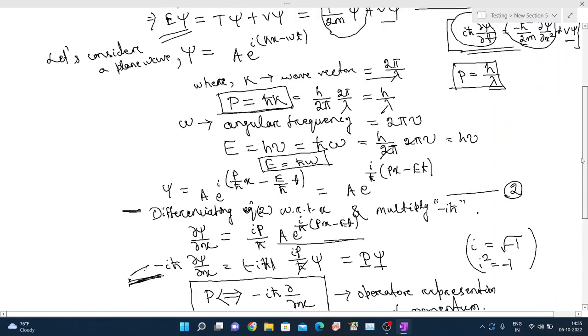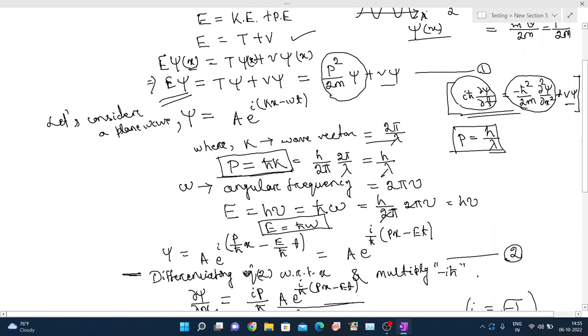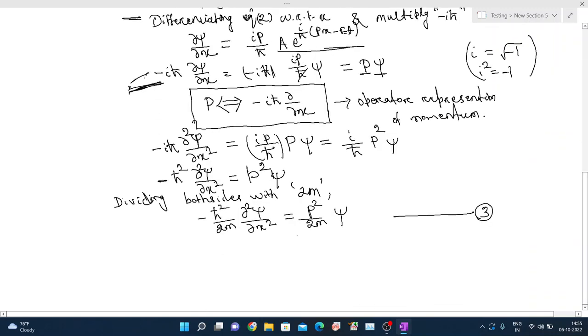Now look, this is our equation number 1. From it, the first term, p square by 2m into psi, we have obtained. V psi is a constant. Then what we need now is E into psi. The next step is we have to differentiate the wave function with respect to t.